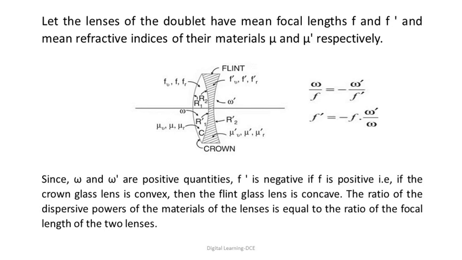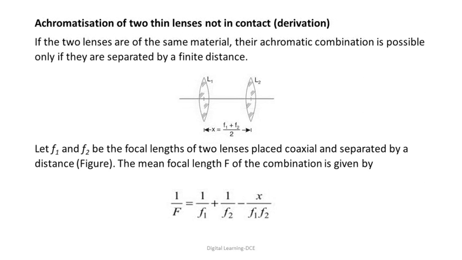Omega by f is equal to minus omega dash by f dash, which gives f dash equal to minus f omega dash by omega. Since omega and omega dash are positive quantities, f dash is negative if f is positive. That is, if the crown glass lens is convex, then the flint glass lens is concave. The ratio of the dispersive powers of the materials of the lenses is equal to the ratio of the focal lengths of the two lenses.